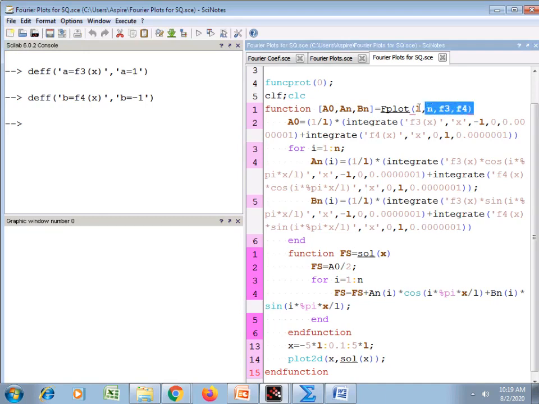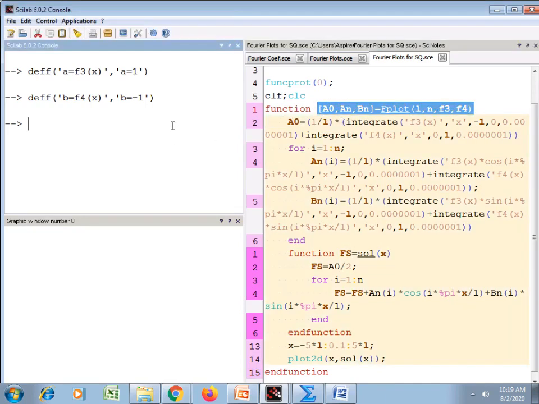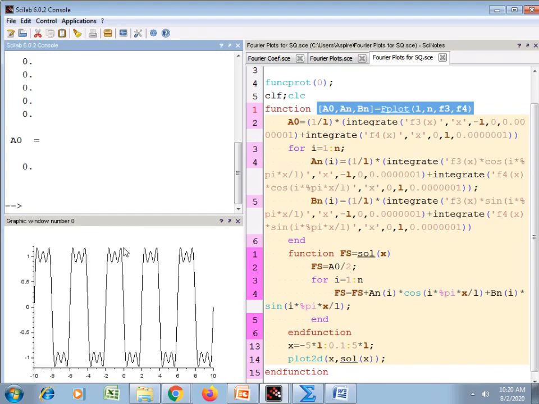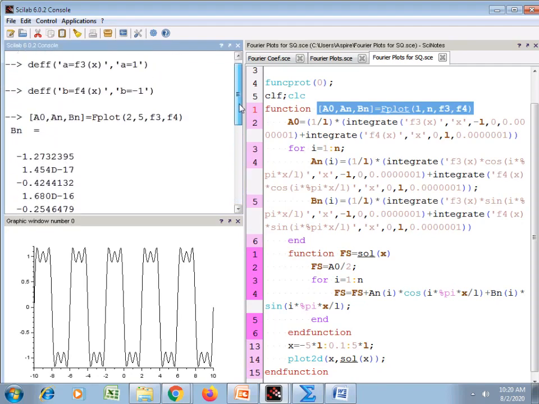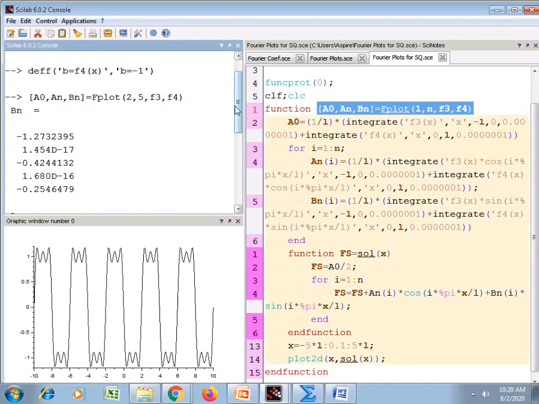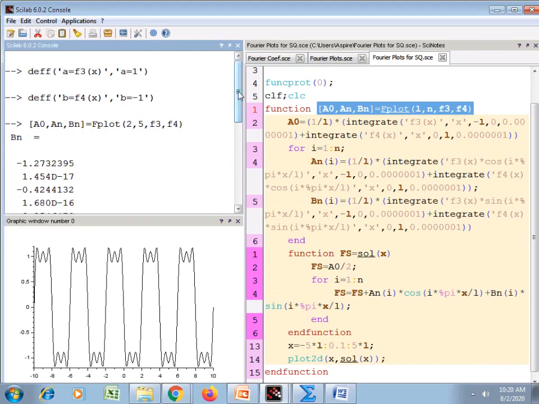Now to plot the Fourier series and to get the values of the Fourier coefficients, I will call the function fplot. So I take the value of L as 2, the number of terms in the Fourier series I take 5, and f3 and f4 functions as defined above. So enter. So this is the required Fourier plot for the given function. Here are the values for the Fourier coefficients. You can see an and a0 coefficients are 0 because the given function is odd.